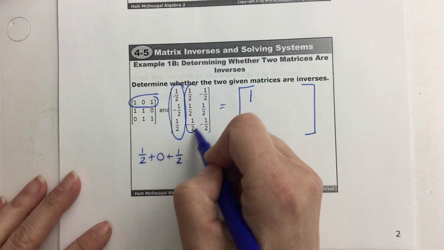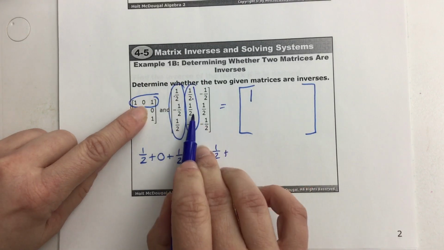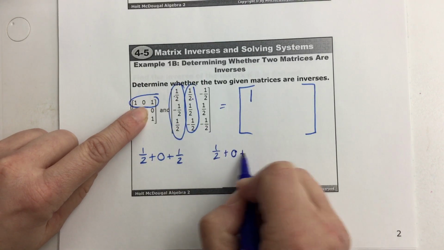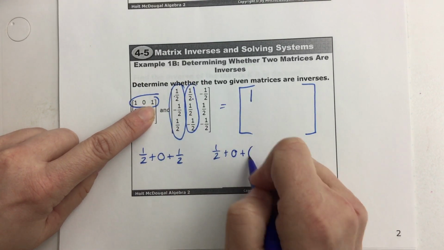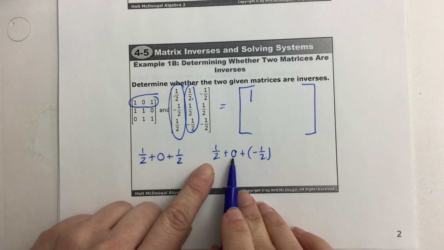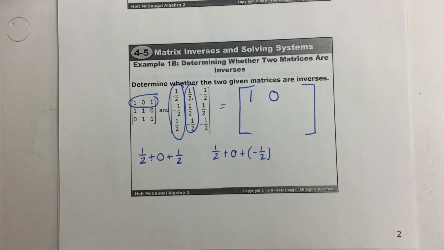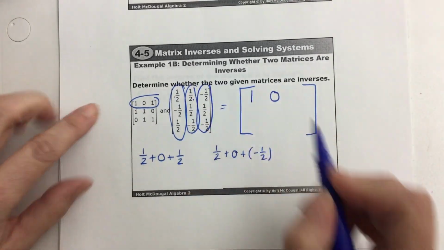Now let's see if the second number works. 1 times 1/2 is 1/2. 0 times 1/2 is 0. 1 times negative 1/2 is negative 1/2. 1/2 plus 0 is 1/2. 1/2 plus a negative 1/2 is 0. So hey, so far, okay. Now let's try that third column.